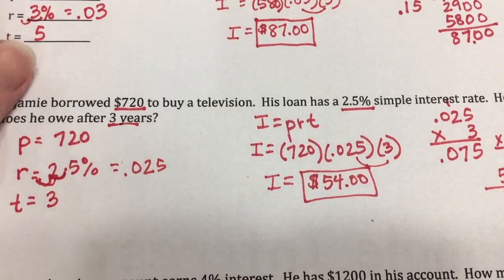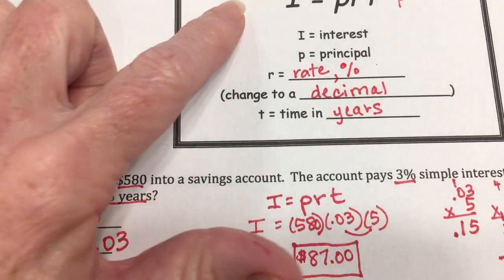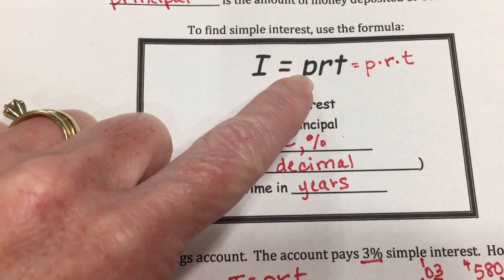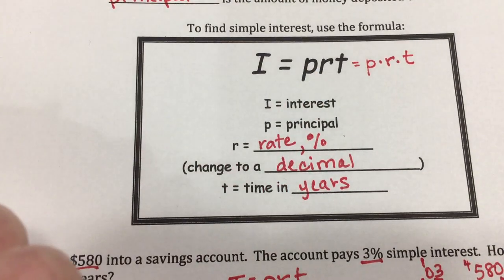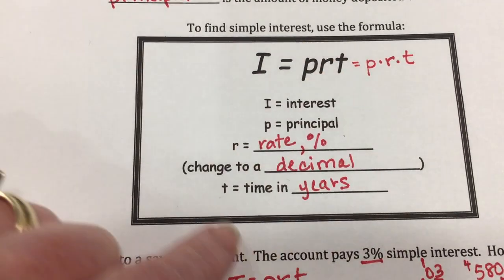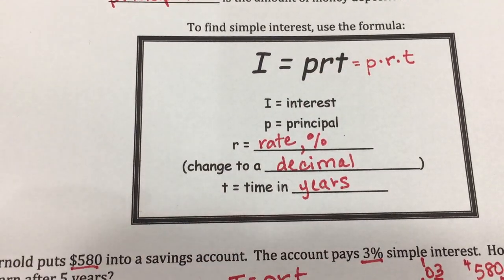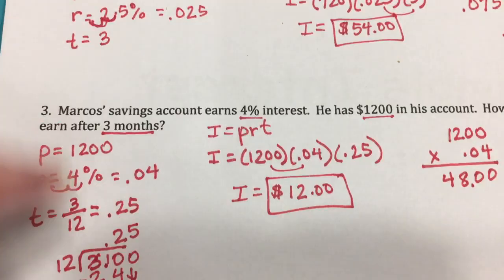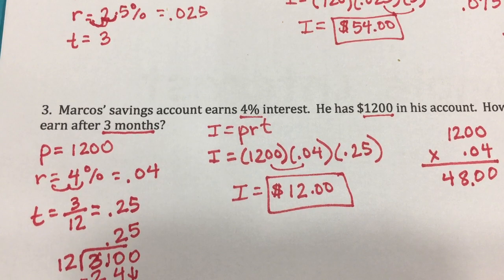Okay, all right, simple interest. Just remember the formula. I equals principal times rate times time. Principal is what you borrow or deposit. Rate is your interest rate. Just change your percent to a decimal first. And then T, the tricky part here is just making sure the time is in years. If it's not in years, then you're going to do what we did on this last problem here and just write it as a fraction and change it to a decimal and then use that for time.